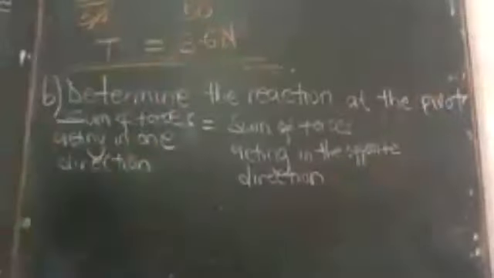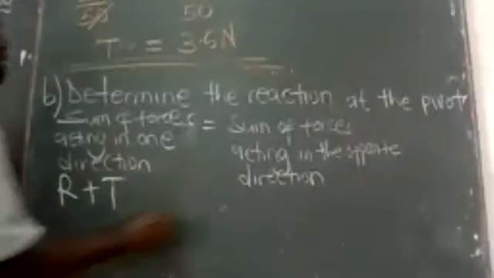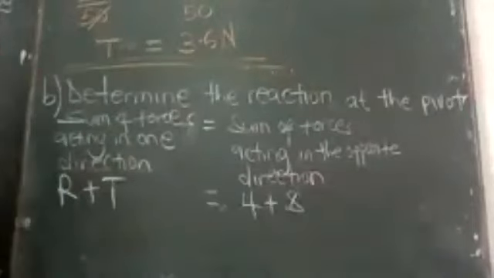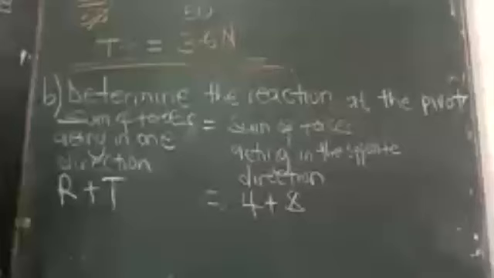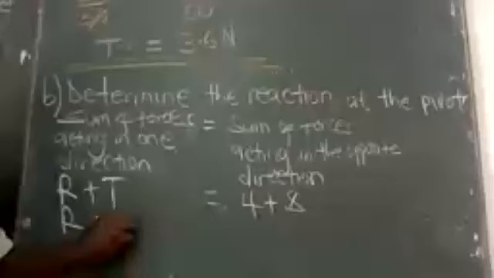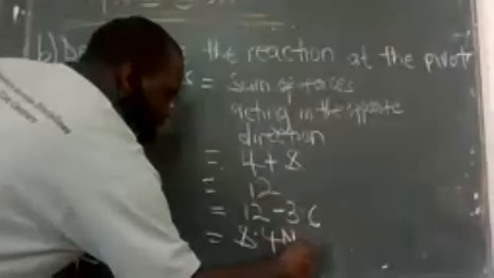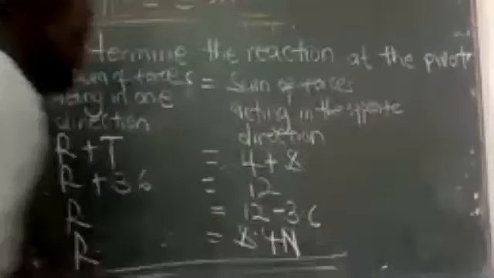So that means we have R plus T is equal to 4 plus 8. Then when we come to R, what we're looking for, T we got as 3.6. So 4 plus 8 you get 12. So R is equal to 12 minus 3.6. We get R as 8.4. It's also a force, so we get it in newtons.